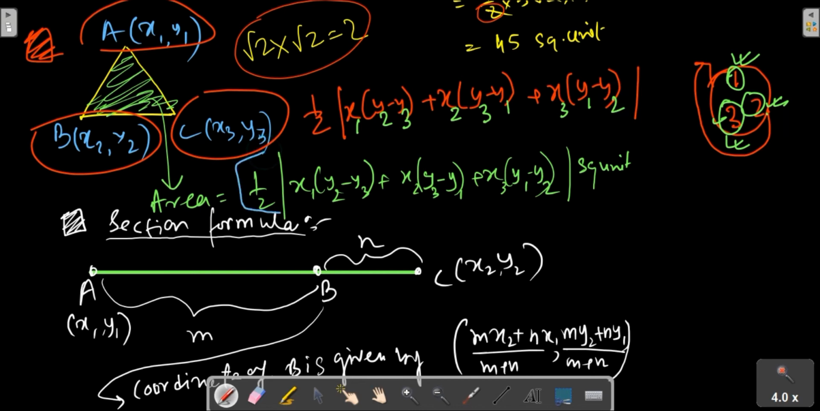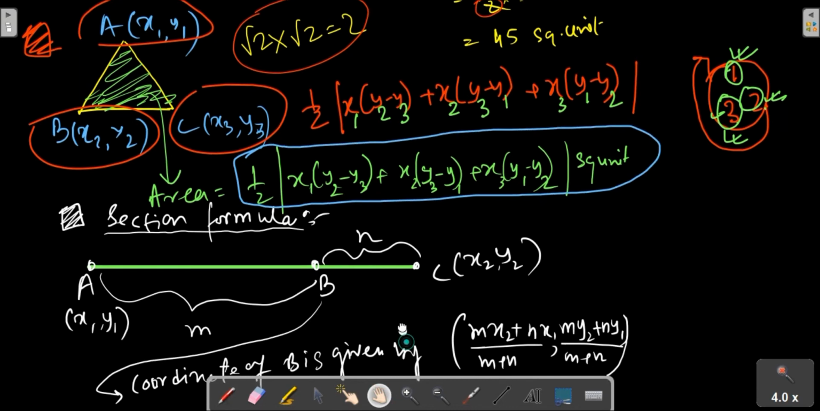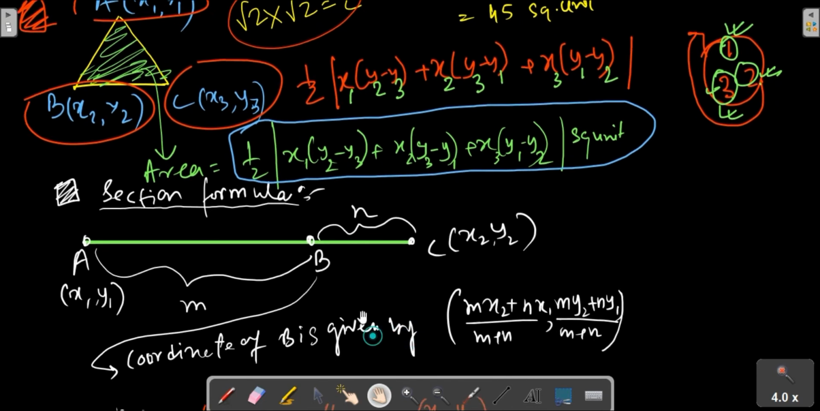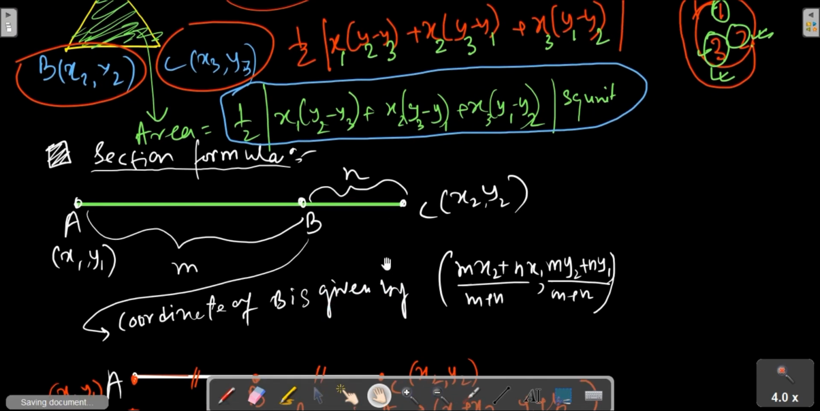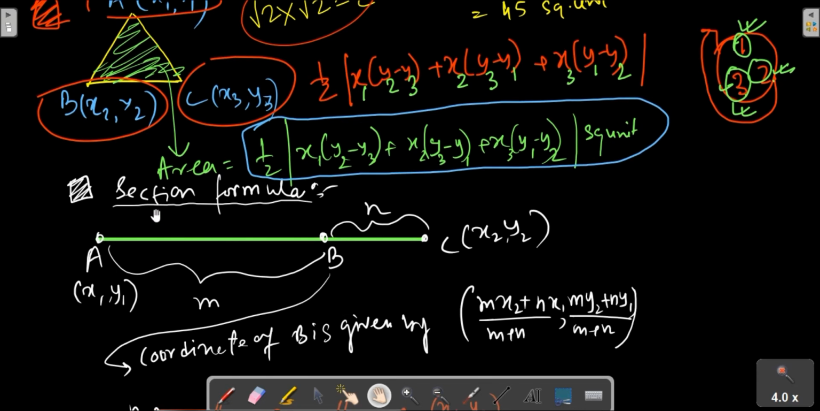So I hope you have understood how we can make the formula on our own if you have forgotten it in the examination time. Okay, so this is one formula for finding the area of a triangle when all three coordinates are given. Now we will see what is called the section formula.